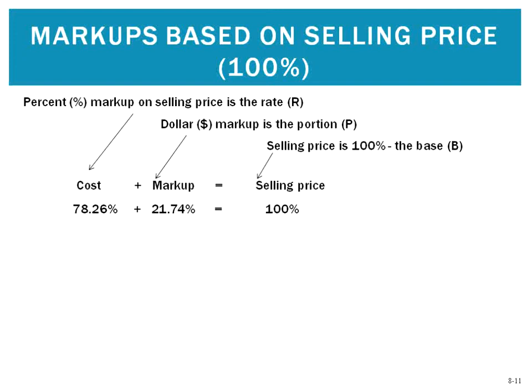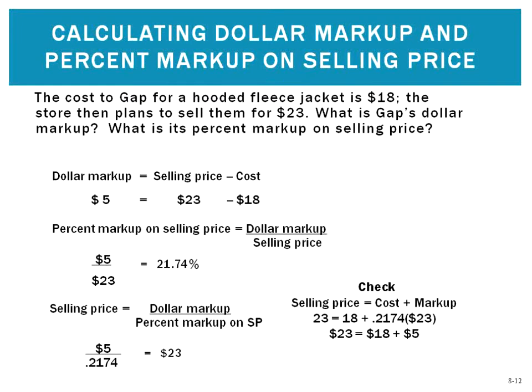Okay. So, percent markup on selling price. Now we're talking about markups based on selling price. So now the base is 100%. Dollar markup is portion, and percent markup is the rate. Okay? So now, this is the same thing that we have. So now our cost plus our markup has to equal 100%, because our selling price is the base, and the base is always 100%. Okay? So now we need to figure out our cost and our markup based on that. So calculating your dollar markup and your percent markup on your selling price.